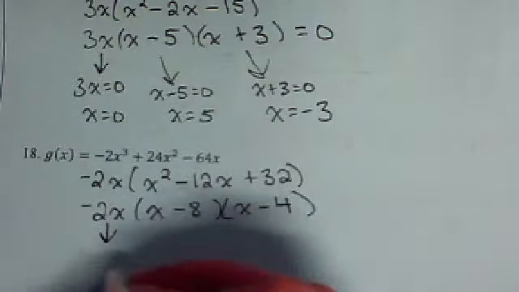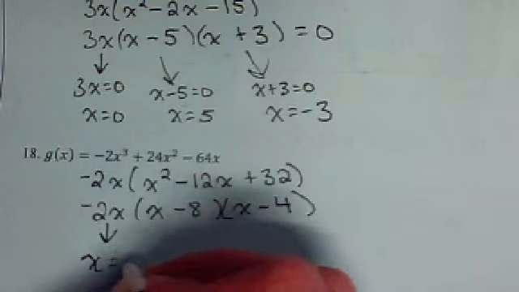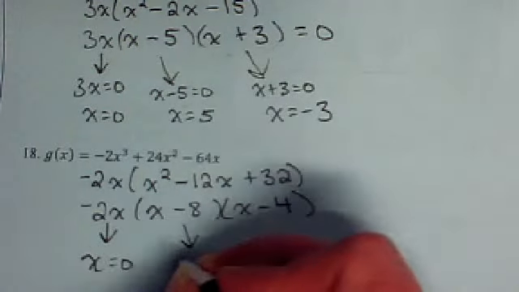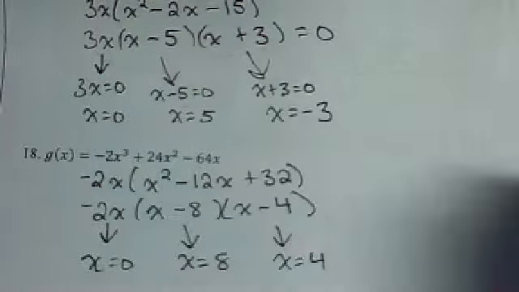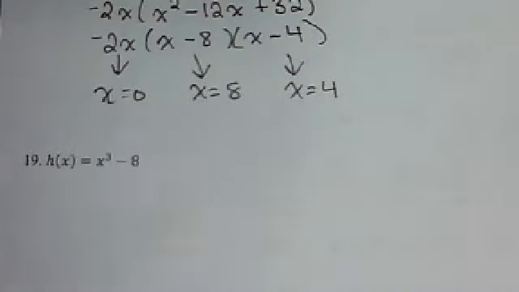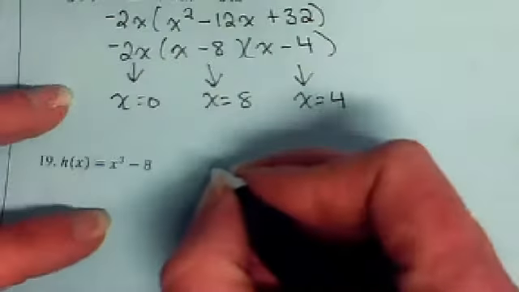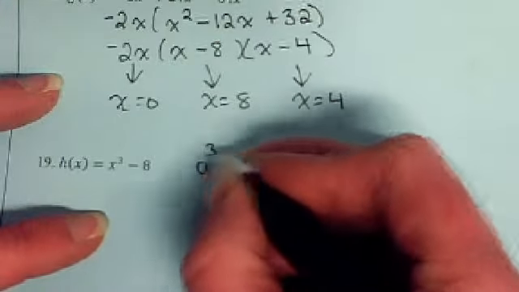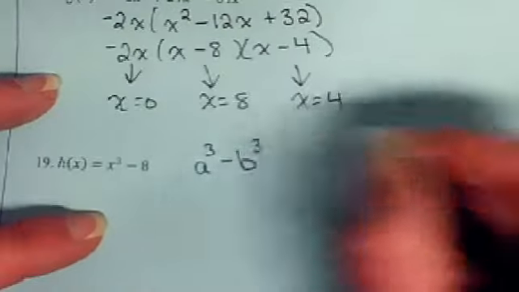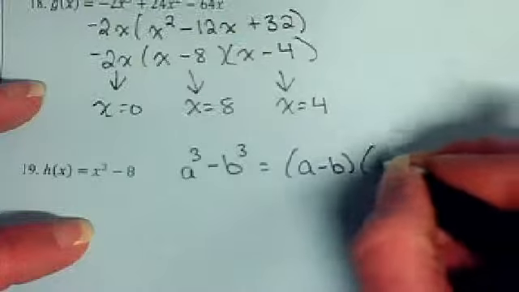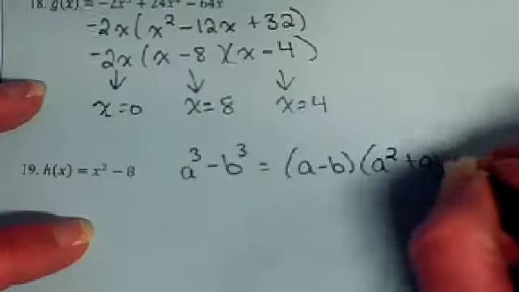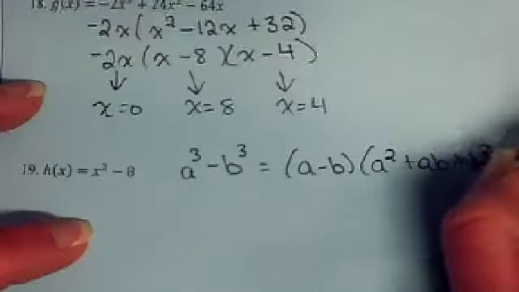Set each factor equal to 0. Well, this is going to give me x equals 0, x equals 8, and x equals 4. Now, this last one was a little bit tricky. It is following that special pattern of the difference of cubes. That factors into a minus b times a squared plus ab plus b squared.